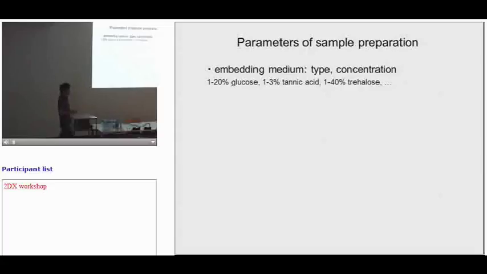First, the type of embedding medium and its concentration. If the specimen is sensitive to drying, it might work if you test higher concentration embedding medium. Preparation is done usually at room temperature, but if crystals deteriorate, preparation at 4 degrees may help.